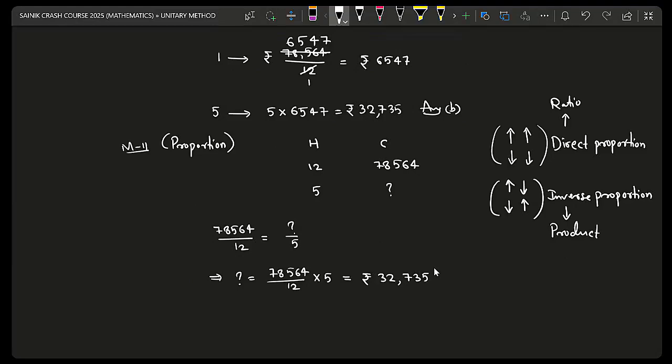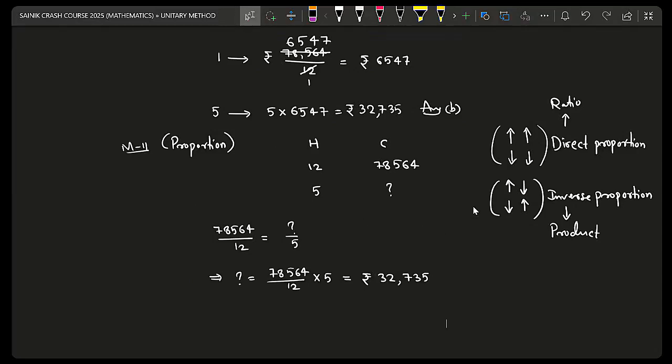So all of you remember, whenever you know two quantities are in direct proportion, we can go for ratios or constant. So ratio means what? A by B form. Suppose if they are in inverse proportion, which actually they are not, what we would have written is 78564 into 12 is equal to question mark into 5. But this we have not written because they're not in inverse proportion. If inverse proportion, we need to write products are equal.